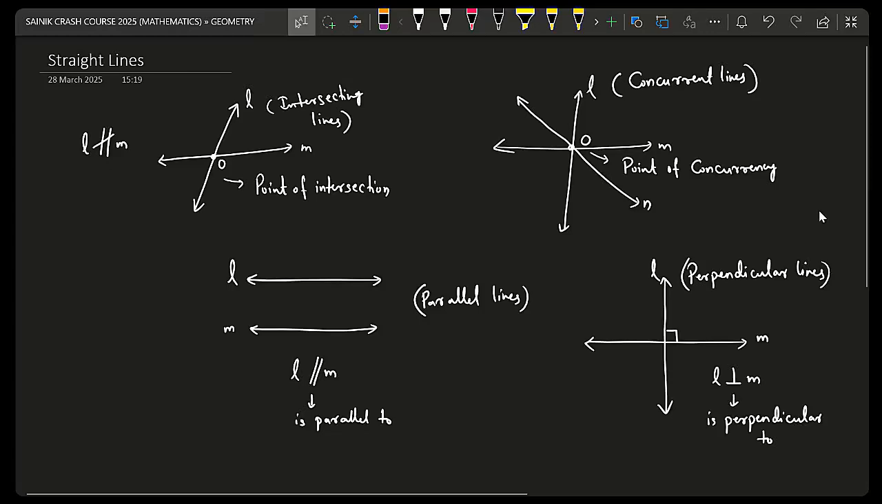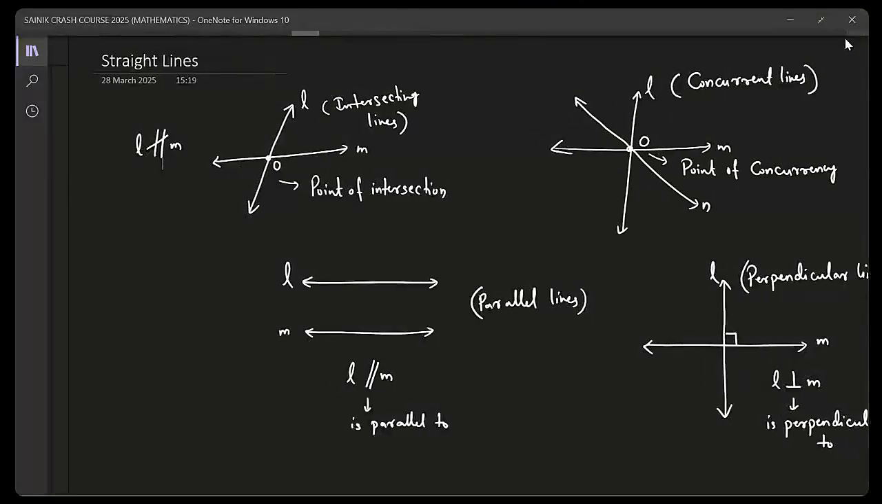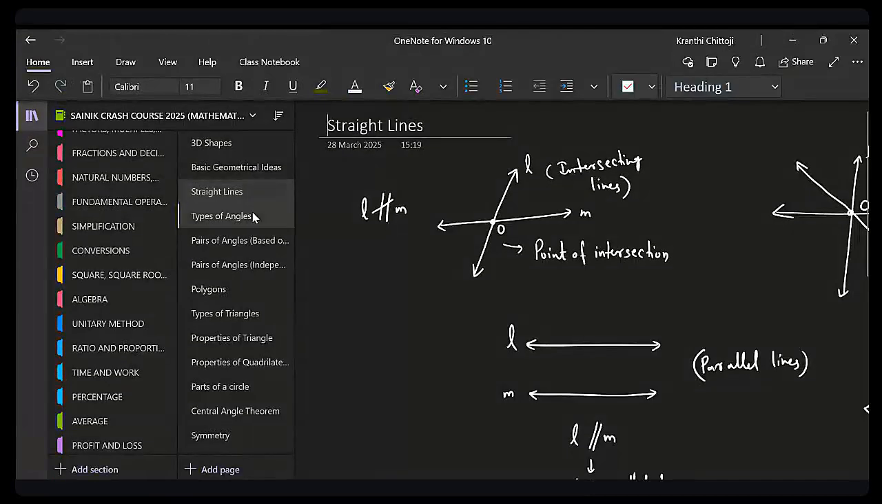Sir, parallel means? Parallel means they are not going to intersect. So you see this figure, L is parallel to M. Even on extension, they are not going to meet, right? Sir, intersect means they will meet at a spot. Yeah, that's it. That spot we call a point. That point is the point of intersection. So this is about the straight lines. Now one important concept we are going to discuss, that is angle.